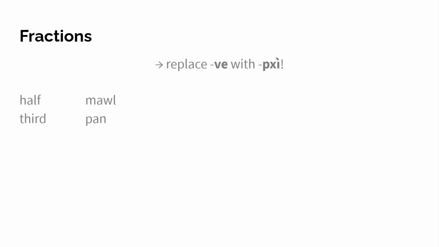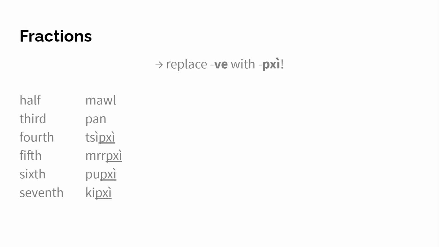A half would be maul, a third of something would be pan. But from there on, we just replace it with pe, like I said. So cve was the fourth something. If we want to say a fourth, like the fraction a fourth of something, we would say cpe. A fifth of something would be mrpe. Then we have pupe, kipe, and wope.